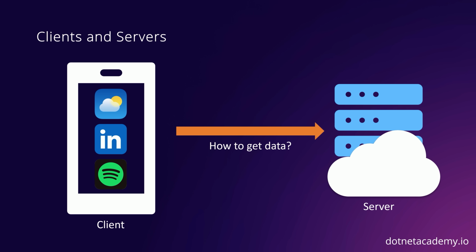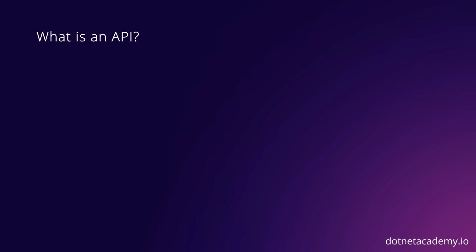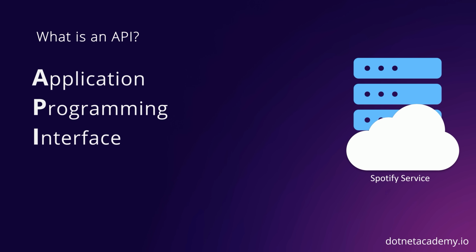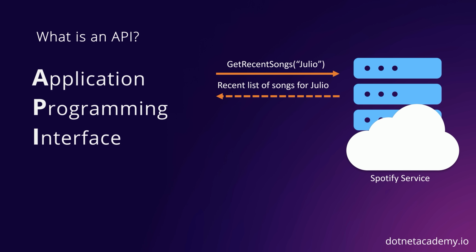Well, by using an API. API stands for Application Programming Interface, and is how a service defines the functions it provides to clients. So, for instance, going back to the Spotify example, the Spotify Cloud Service could define an API with 2 functions. A get recent songs function that receives the username as a parameter and that returns the 10 most recent songs for a specified user. And there could also be a play song function that receives the song name as a parameter and that returns the stream for that song so that a client can play it.